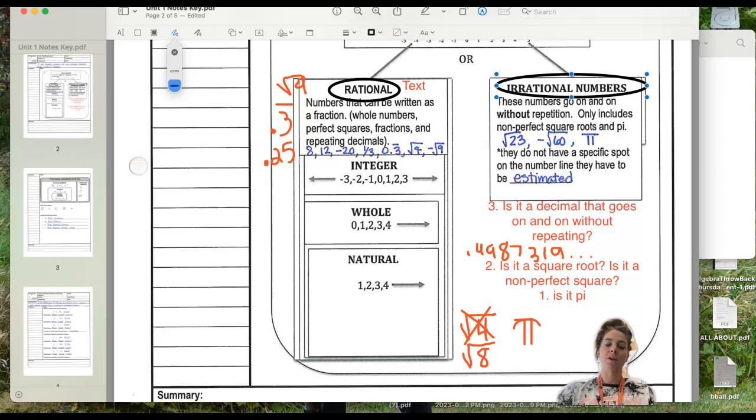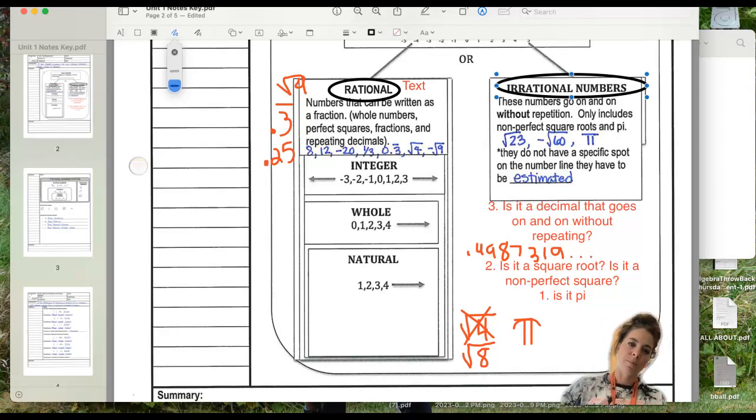So all irrational numbers go on and on without repeating. We'll know they go on and on without repeating if it's pi. We'll know it goes on and on without repeating if it's a non-perfect square. And we'll know it goes on and on without repeating if it's a decimal that doesn't have a pattern, it goes on and on. So these are your 3 magic questions to decide if it's an irrational number. If it's not one of these type of numbers, then it's automatically over here as rational.